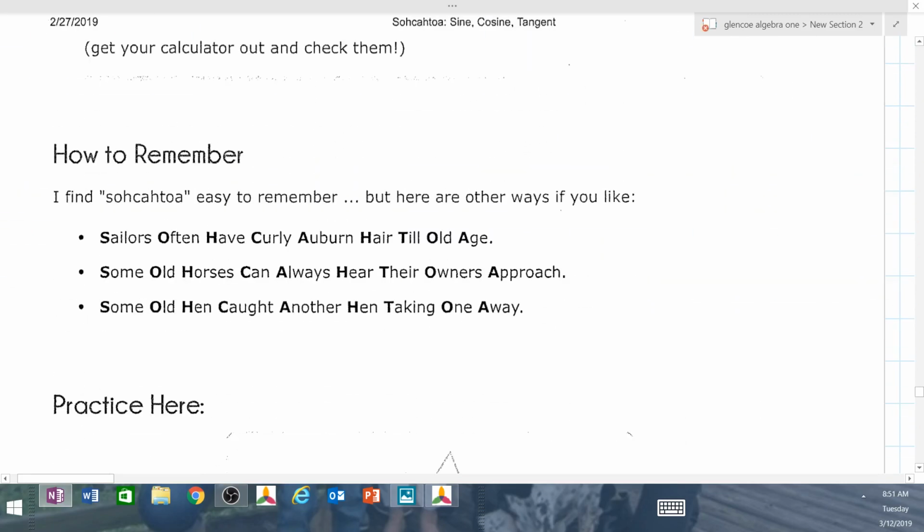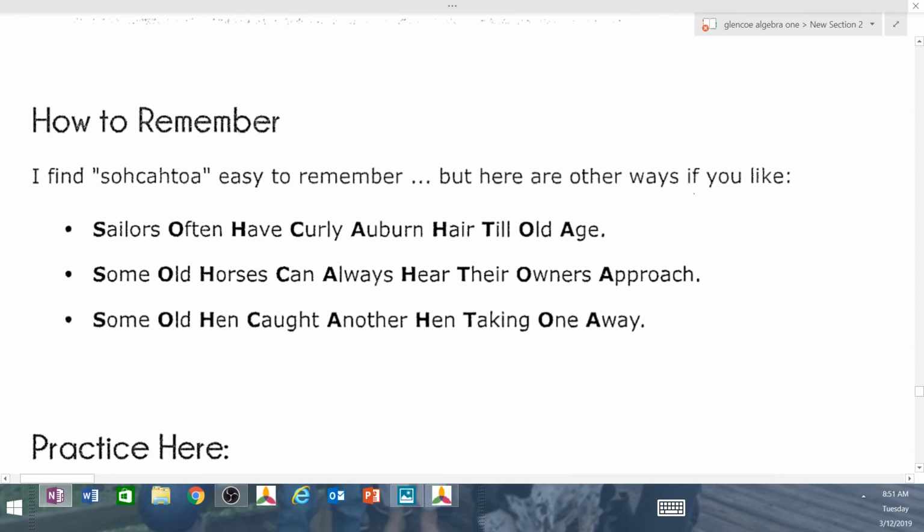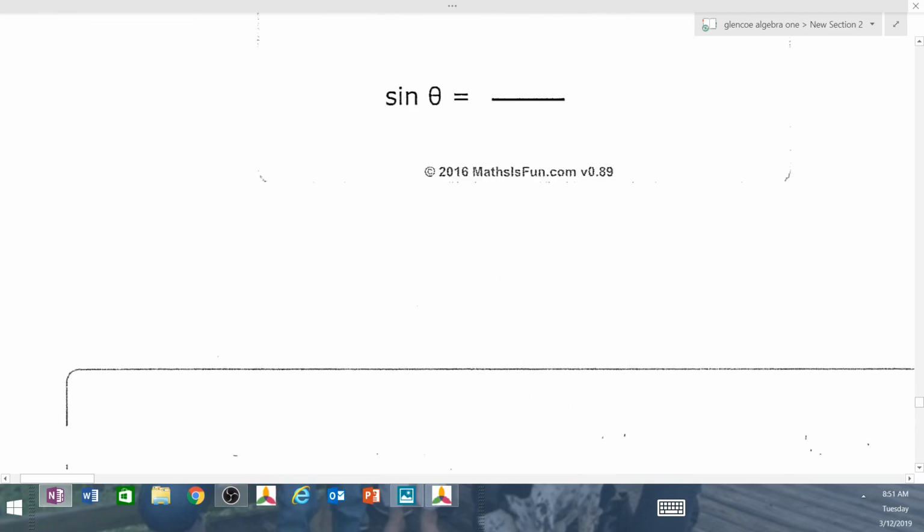These are some other mnemonics. I think SOHCAHTOA is the easiest way to remember. When I went to school, we had to learn it as some old horses can always hear their owner's approach. I was like, God help me, just give me SOHCAHTOA. It's so much easier, right? These are just, sailors often have curly auburn hair till old age. I'll pass on that one. And some old hen caught another hen taking one away. Have no idea what that means.